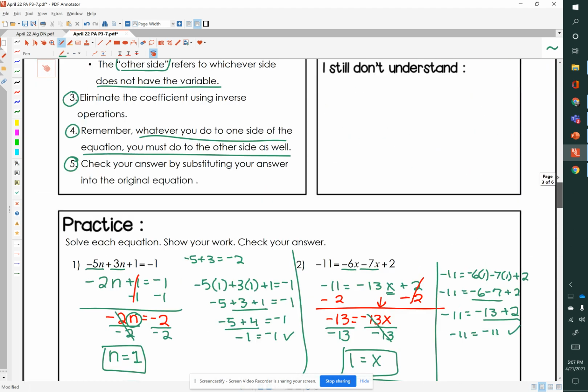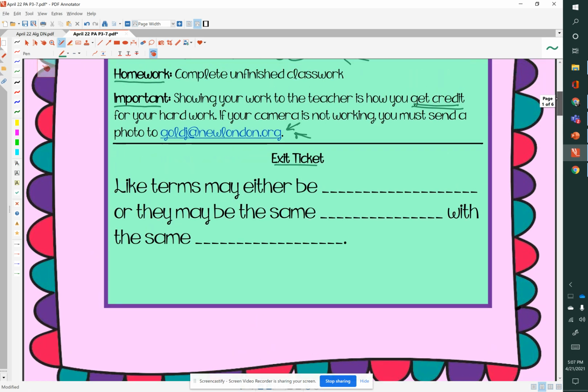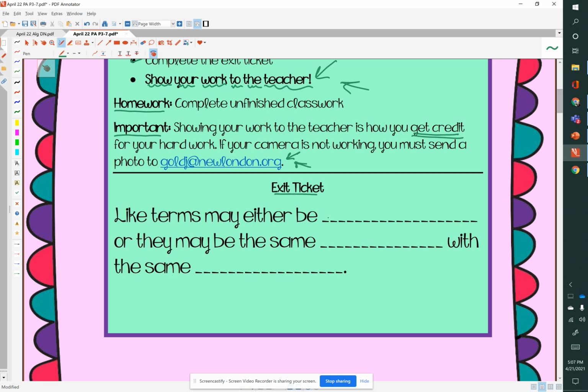So let's go back to our exit ticket. Like terms may either be numbers or they may be the same variable with the same exponent.